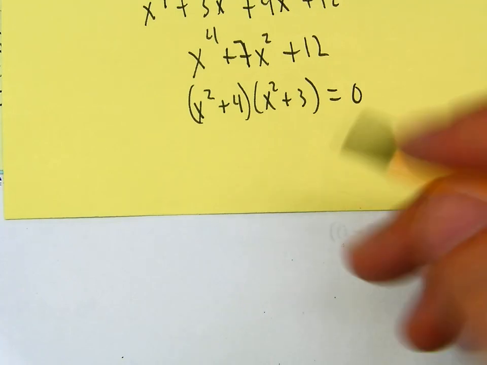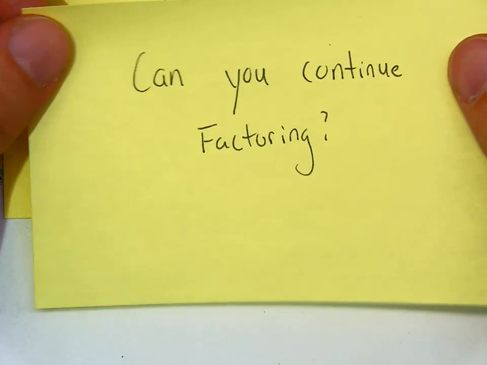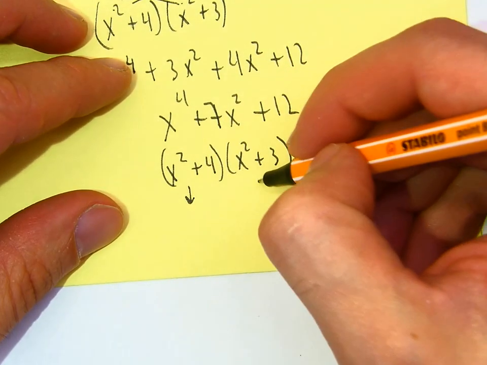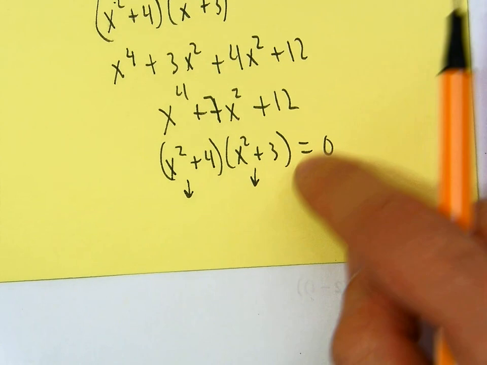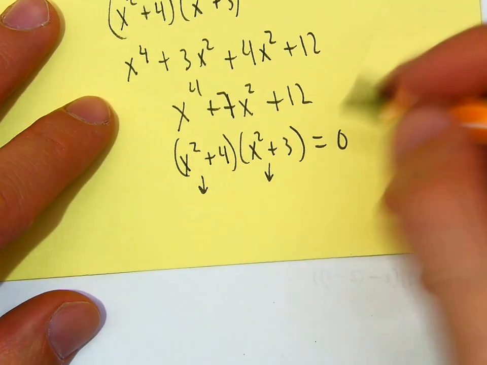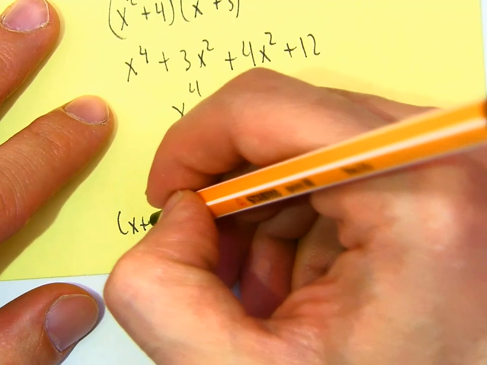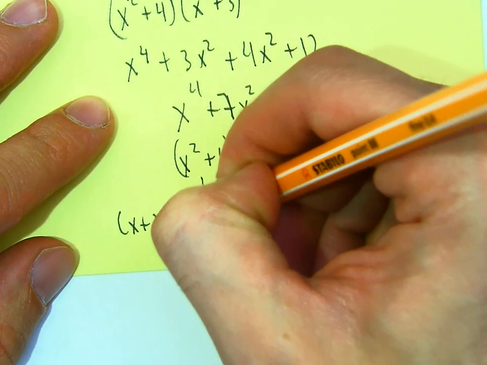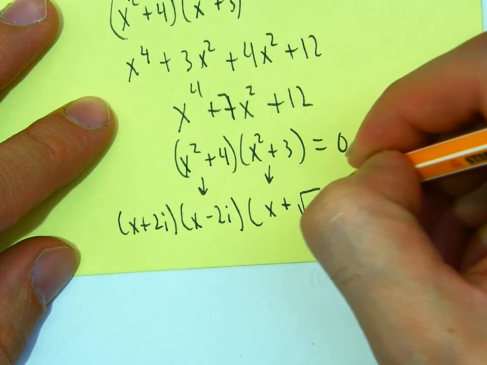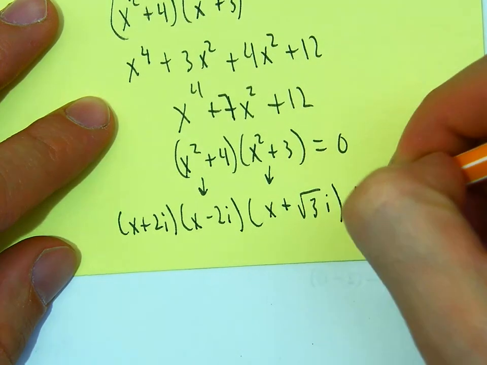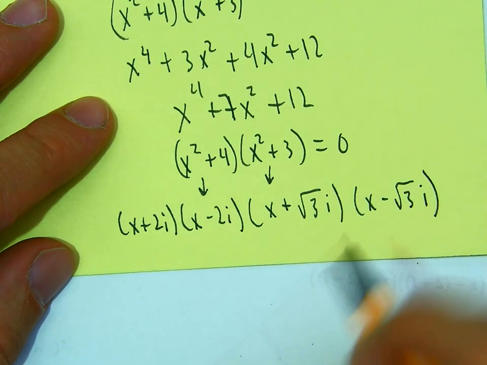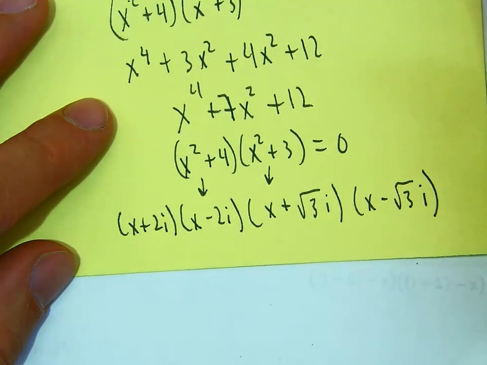Can you continue factoring? That's the question. So once you get to this point, how do you factor this, and how do you factor this based on the previous lesson that we just had? How does this factor? Remember, it'll be x plus 2i, x minus 2i. How does this factor? x plus radical 3i, x minus radical 3i. Okay? And that's how you create a linear pattern of this.